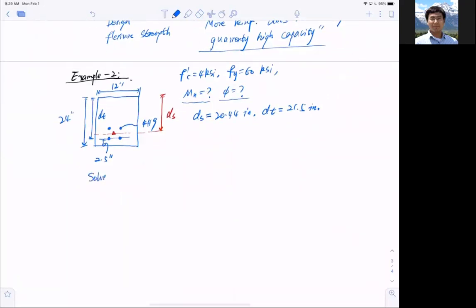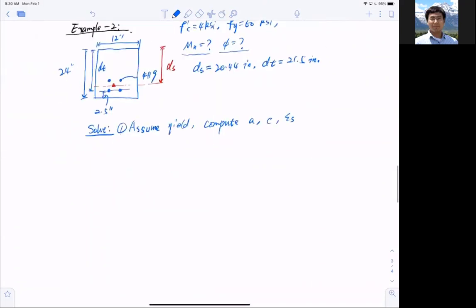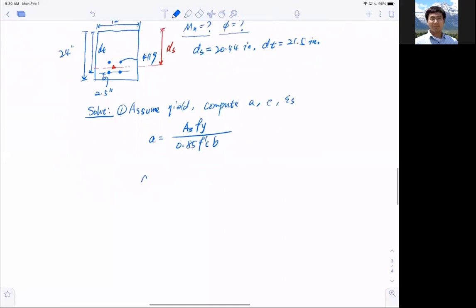We continue to solve it like we said before: always step one, assume yielding. Always assume yield first. And then compute the effective compressive zone a, and check the strain in the steel, epsilon s. So how to do that? A equals As fy, and this is where I use the yielding assumption, divided by 0.85 f'c b. So bring the numbers in. So A equals what?